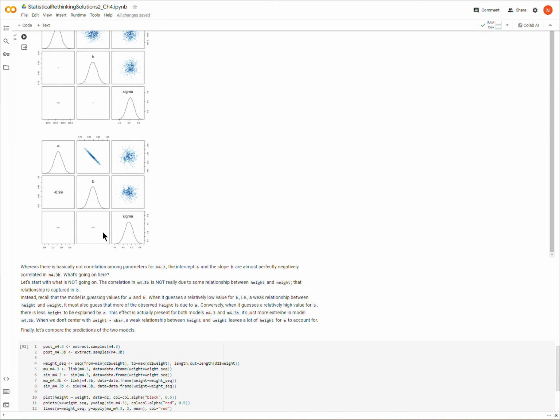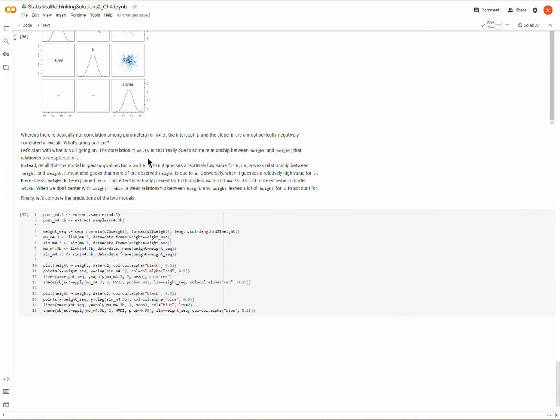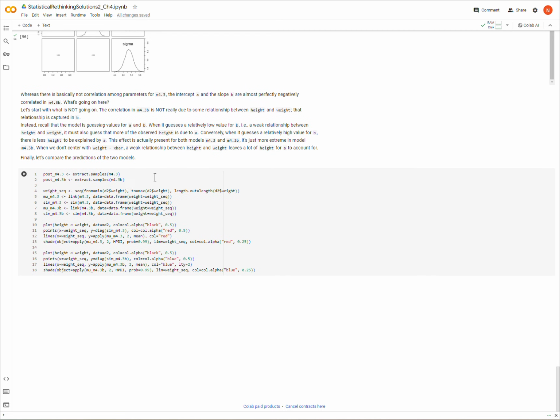Okay. Let's see. The last thing that it wants us to do is to compare the predictions of the two models. Actually, we don't need those commands. I guess I'll keep them though, just because. So this code, maybe we'll walk through it really quickly here.